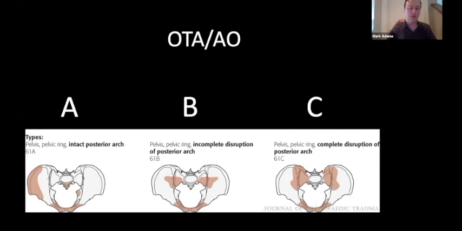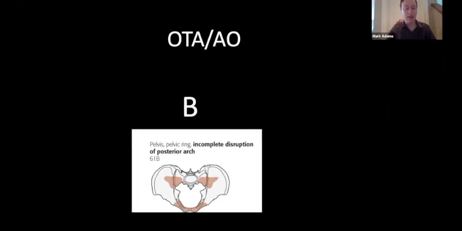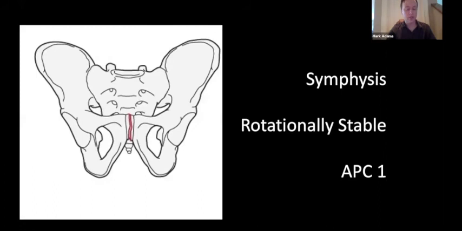This classification also includes a description of the deformity produced, which helps guide treatment. Whatever the deformity is, it needs to be reversed in order to obtain a reduction. Increasing amounts of instability require increasingly durable fixation constructs to maintain the reduction. Starting with our incomplete injuries, this injury is limited to the symphysis and is rotationally stable as a result. This would be consistent with a Young and Burgess APC 1.